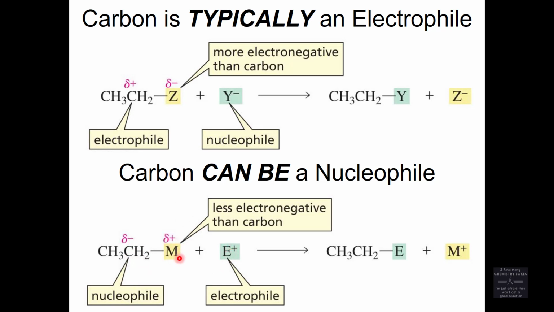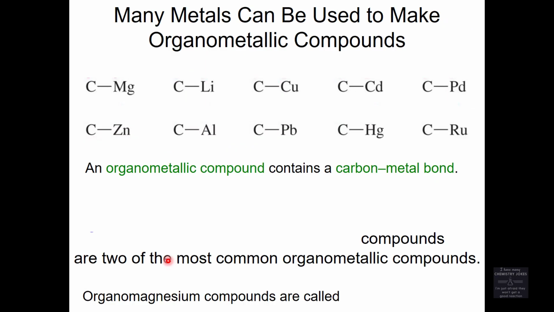The reason this is given an M is because a lot of times carbon can be connected to certain metals, and all metals are less electronegative than carbon. So we'll see carbon connected to a lot of metals in Chapter 11. One of the most common metals that carbon gets connected to is magnesium. Magnesium is less electronegative than carbon, so there's a dipole pointed toward the carbon. That makes magnesium partially positive, carbon partially negative. Lithium, definitely less electronegative. That makes lithium partially positive, carbon partially negative.